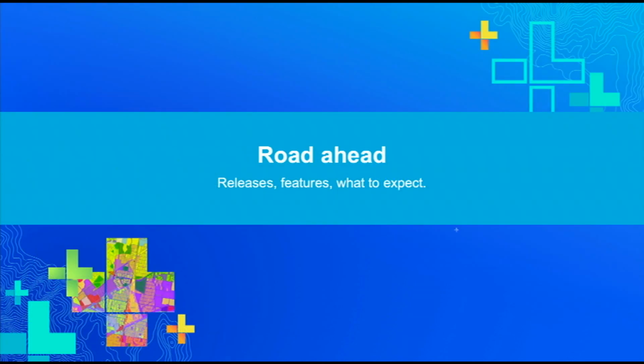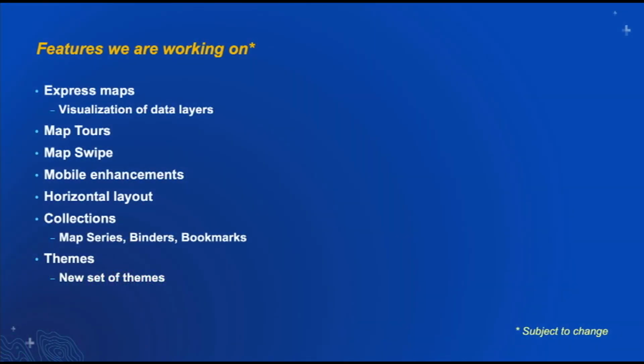Okay, so the road ahead. Okay, please don't take any pictures. Now, first things first, please read the top heading. What does it say? Features we're working on, and it's subject to change. That doesn't mean we will not do it, but just don't take it literally for the date. I'm not going to give you any dates, but these are the things that we are working on. We love Express Maps, and we're going to make it even more awesome. Since it's so awesome, I'll not tell you what we're going to do, but I'll give you a hint. We are actually working on data layers. I'll leave it at that.